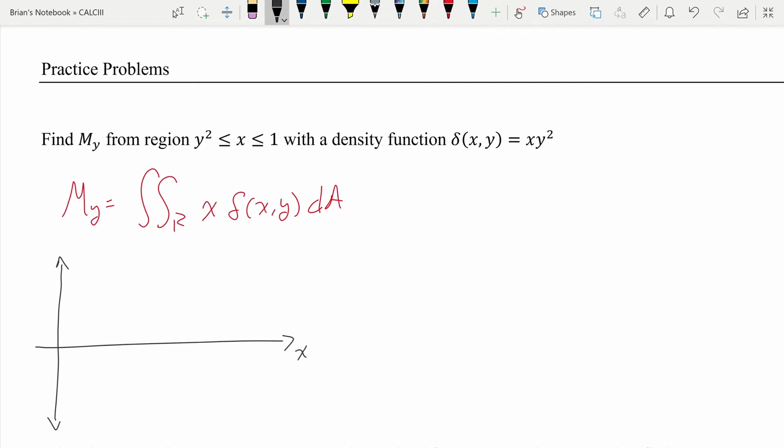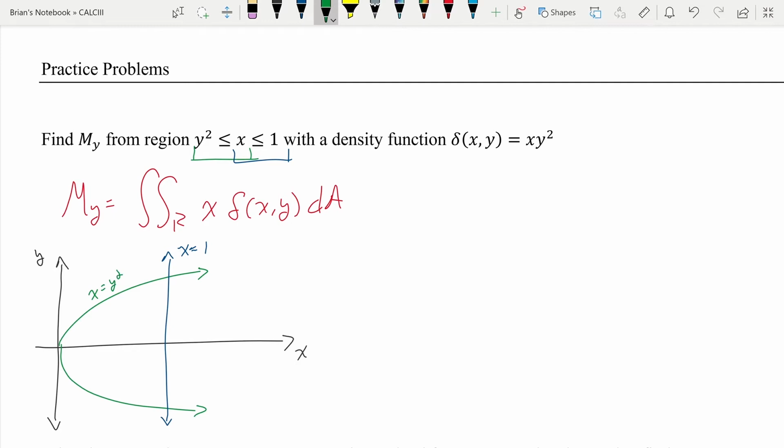We've got an x and a y. So we've got two functions, right? It says y squared is less than or equal to x. So let's draw that like we might have before. We've definitely seen this function before. x is less than or equal to 1 right here, so that's x is equal to 1. And we've got x is equal to y squared. And we're obviously concerned with this domain right here. All right, very cool. So we can draw those bounds and write those bounds pretty easily.